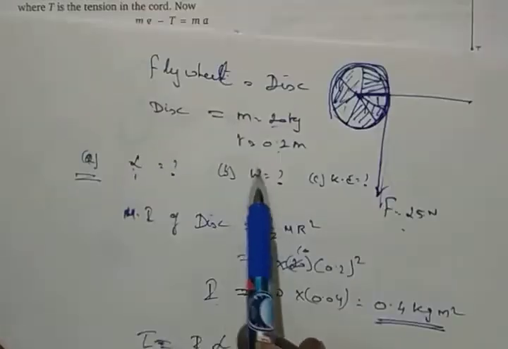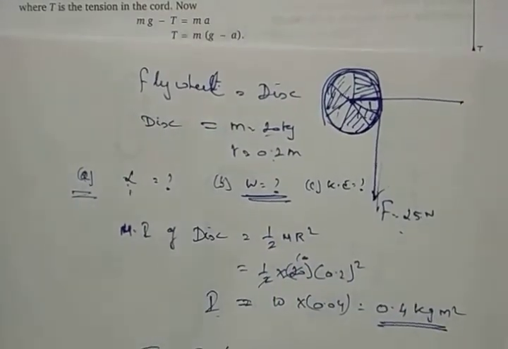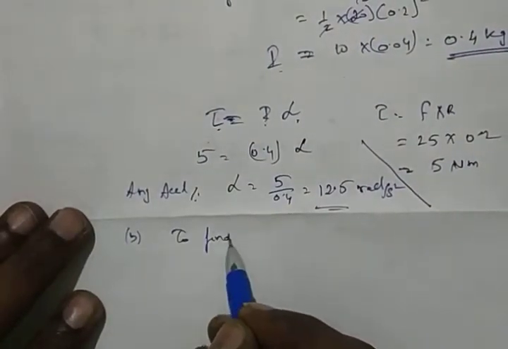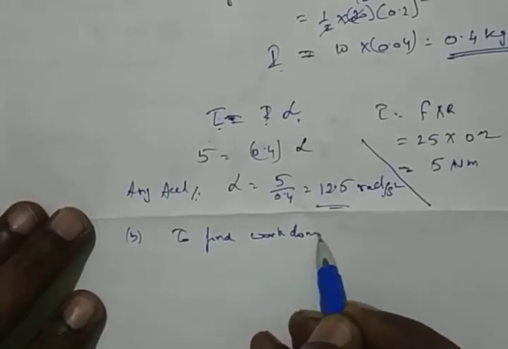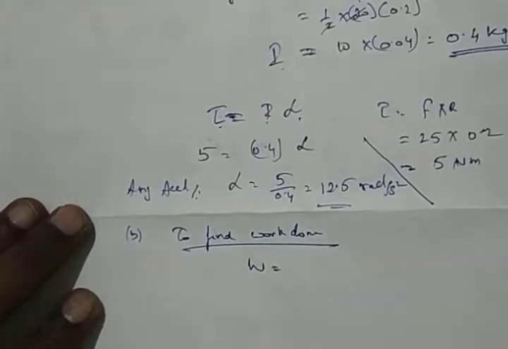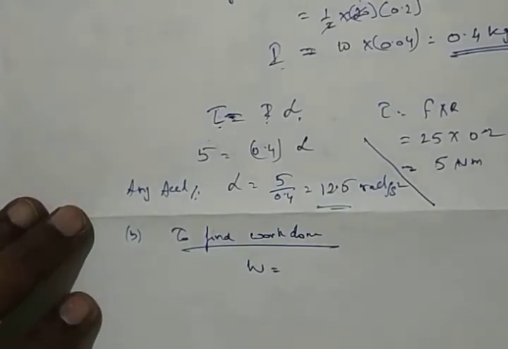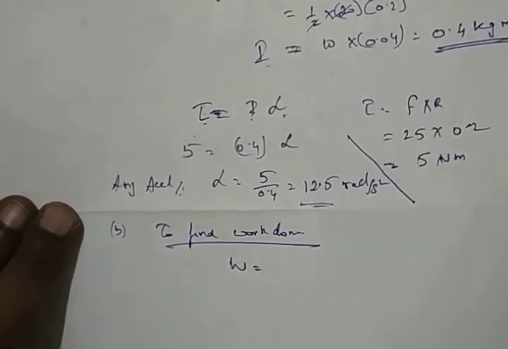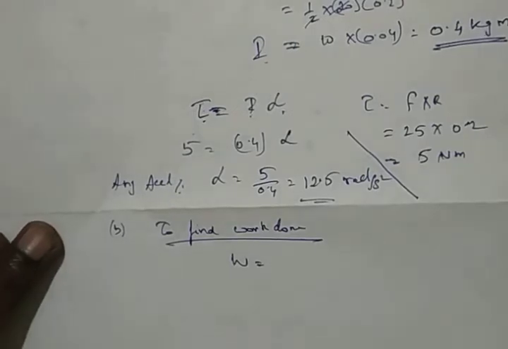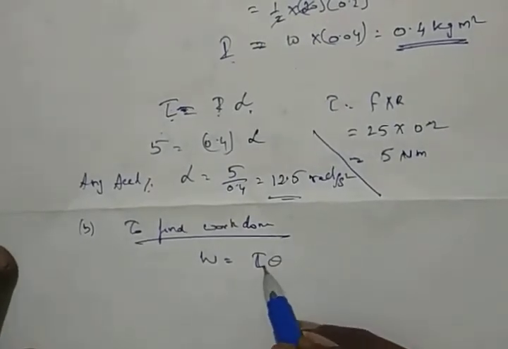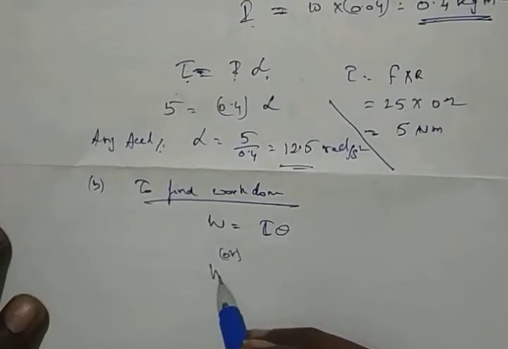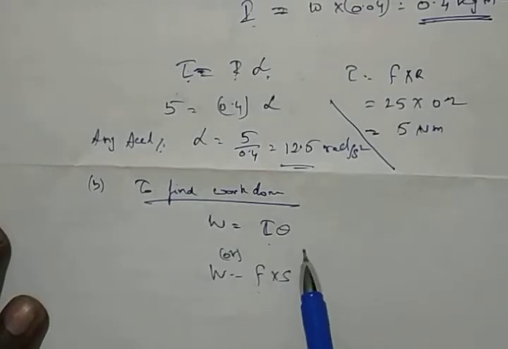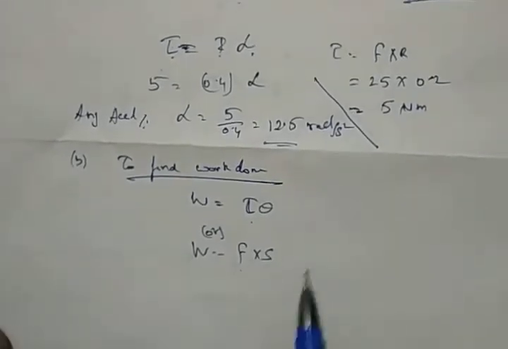Now second part, work done. B part is to find work done. W is going to be equal to tau into theta. So we need to find out the work done here. There are two formulas. Work done is going to be equal to tau into theta, or work done is going to be equal to force into distance. This parameter also is there. This also it is quite possible to find out. We can try in both the ways.